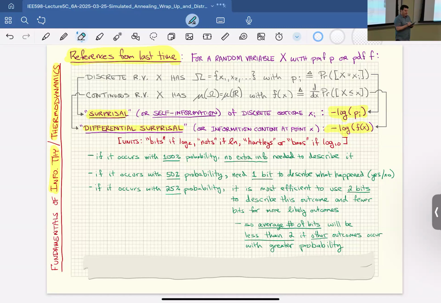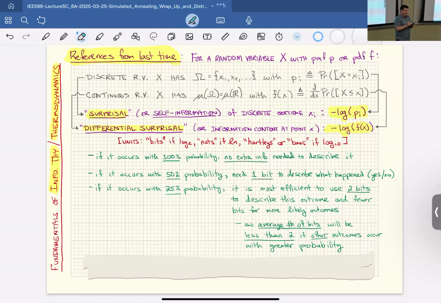Or in other words, if one outcome is very, very likely and the other outcome is not so likely, then the very likely outcome should be less surprising, closer to 100%, and the less likely outcome should be more surprising. And the total entropy in the distribution should somehow be a blend of it.